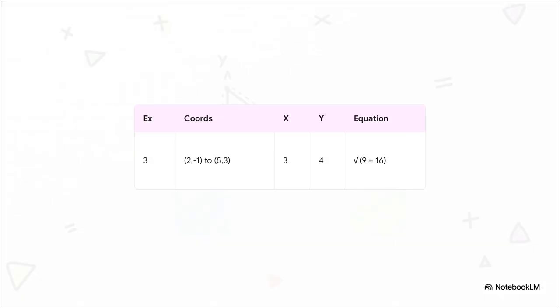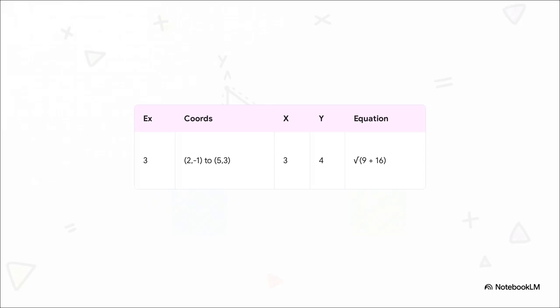Now, what happens if we throw a negative number into the mix? In example 3, point A is at 2, -1, and point B is at 5, 3. Well, the change in x from 2 to 5 is 3, and the change in y from -1 all the way up to +3, that's exactly 4 units. Notice how effortlessly the formula handles negative coordinates? We literally just focus on the absolute distance between the points.